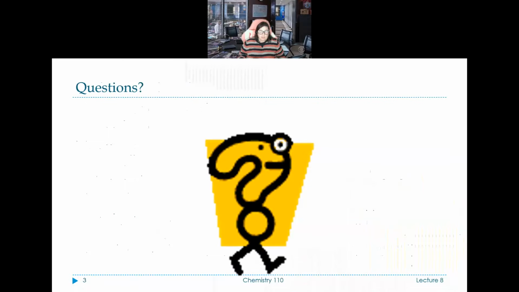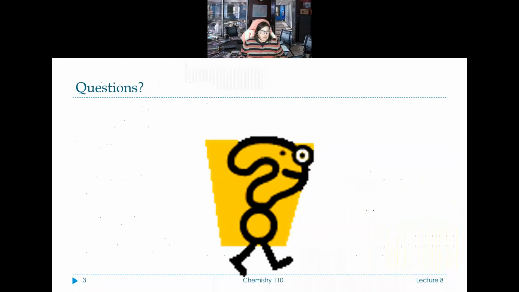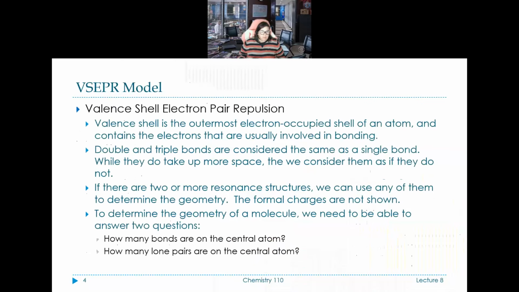So now let's move into our new material for this lecture. VSEPR: valence shell electron pair repulsion. The valence shell is that outermost electron-occupied shell of the atom. It contains the electrons that are usually involved in the bonding. Double and triple bonds are considered the same as a single bond, though they do take up more space than we consider them as if they do not.